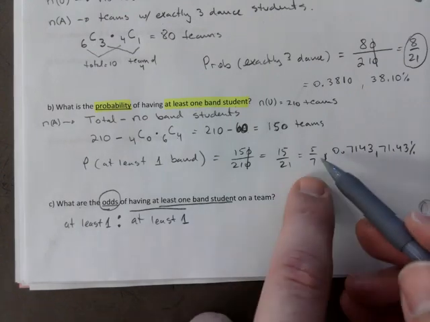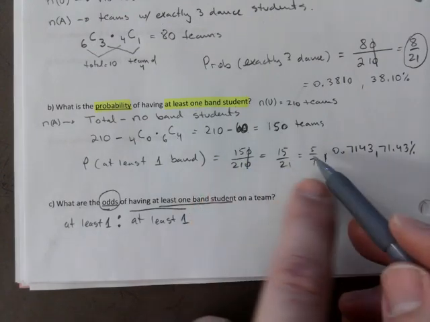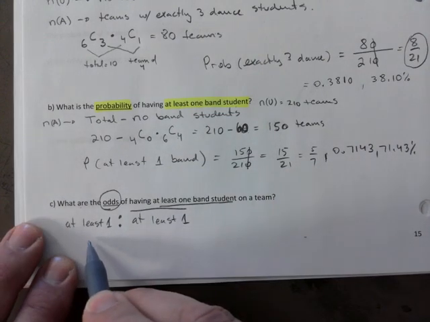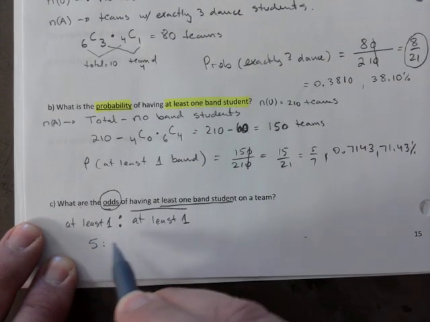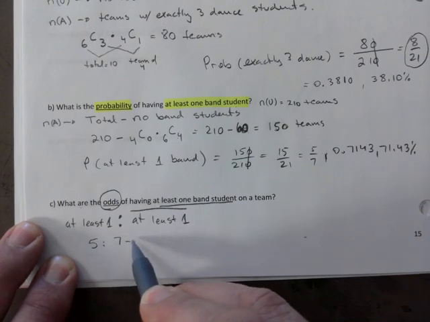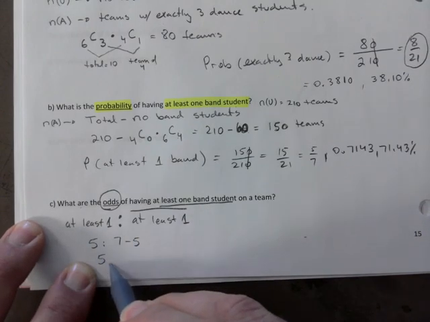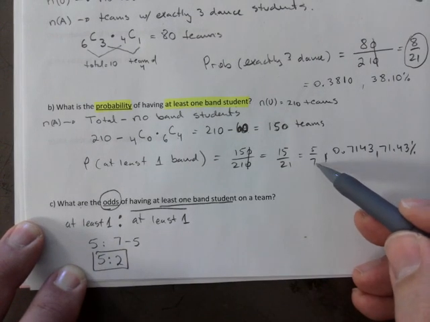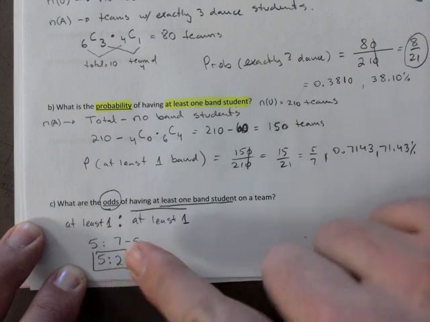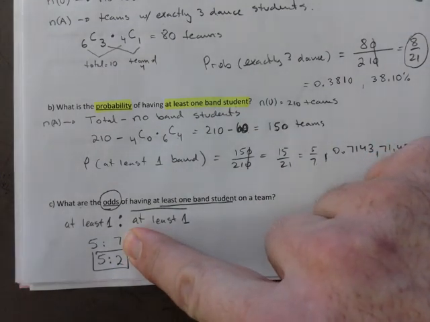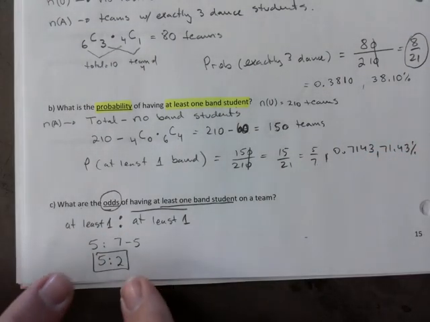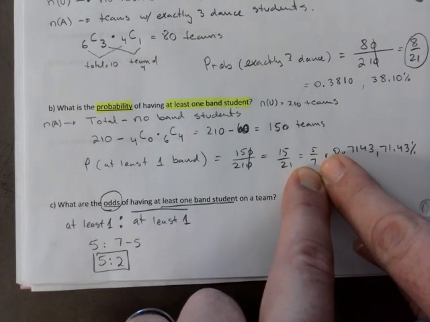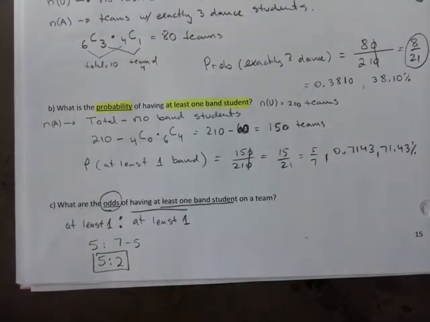So I'll use my simplified fraction, even though any of these will work. So I will say, well, it's 5 to 7 minus 5. It's 5 to 2. Okay? So you can never just have the 7 here on its own. If you ever answer like that, it's wrong right away. Always remember, these two numbers add up to the denominator in my fraction. Right? Okay, moving on.